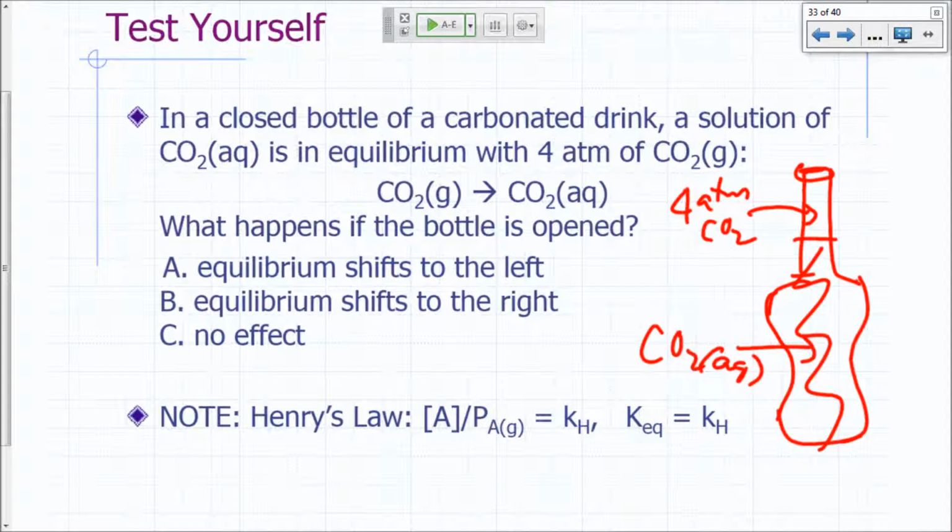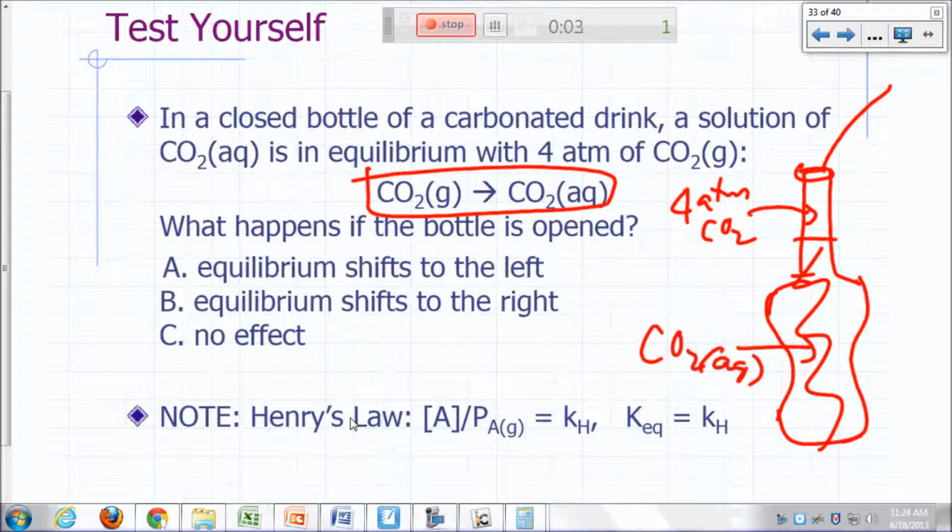What happens if the bottle is open? Here's the equilibrium. It's the equilibrium between CO2 in the gas phase and CO2 in the aqueous solution. And then you open it up. What happens when you open it up? Does the equilibrium shift to the left or to the right, or does it have no effect?